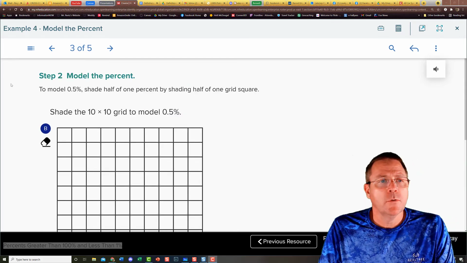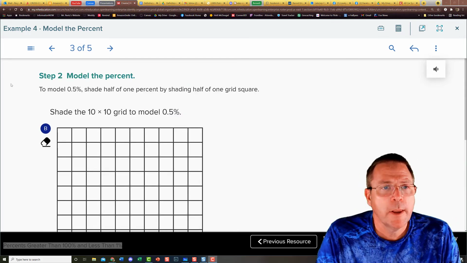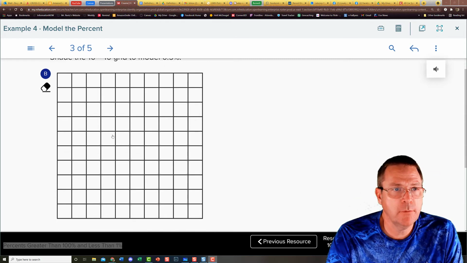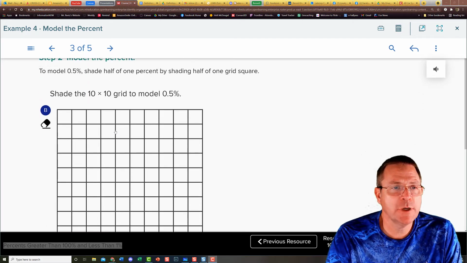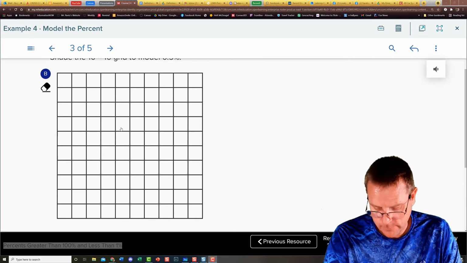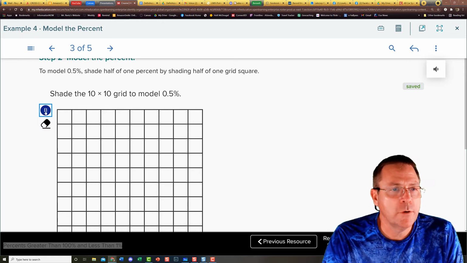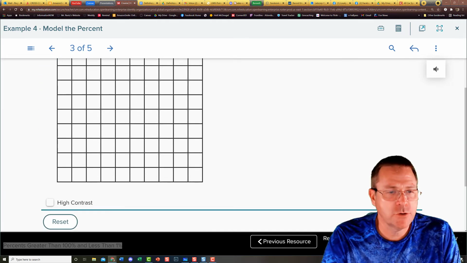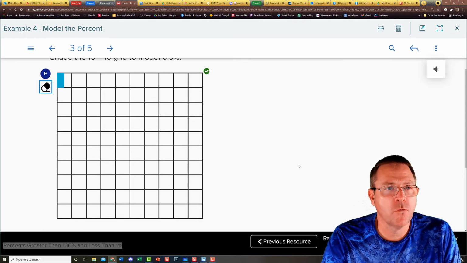Now we need to model 0.5%. So that means we're going to have to shade half of 1%. You've got your 10 by 10 grid here, and in that grid, we're going to shade half of one little square. I'm going to have to play around to figure out how to do that. Hold on. Well, isn't this cute? This time, instead of shading the entire thing when you click on it, it only shades half. So you could actually shade multiple halves in here, but why would we want to do that when the answer is only going to be 1/2 of 1%? Hit check the answer, and that is correct.